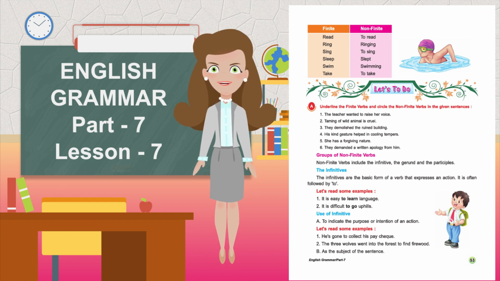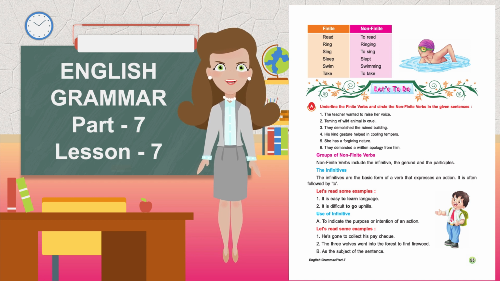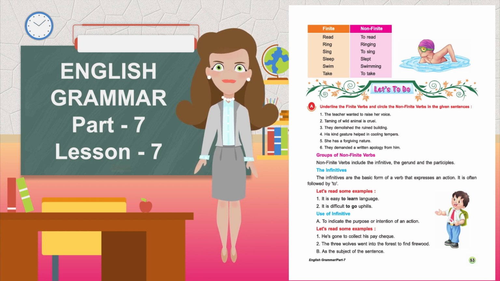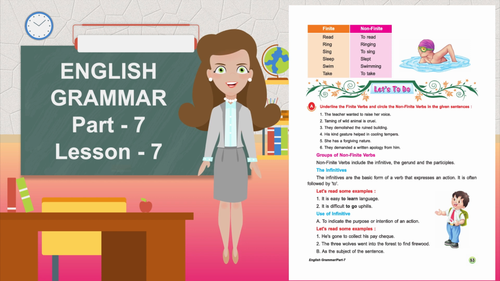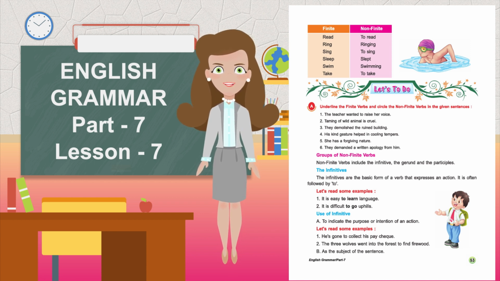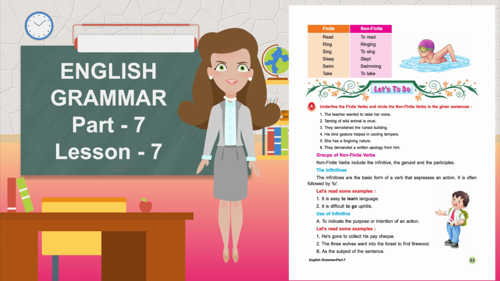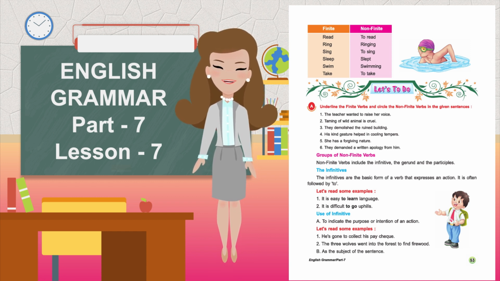Group of non-finite verbs. Non-finite verbs include the infinitive, the gerund and the participles. The infinitive. The infinitive is the basic form of a verb that expresses an action. It is often followed by to. Let's read some examples. It is easy to learn language. It is difficult to go up hills.